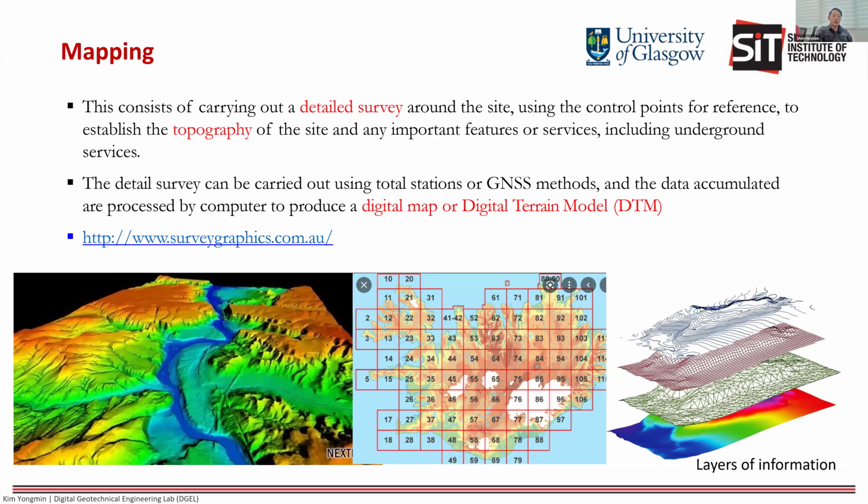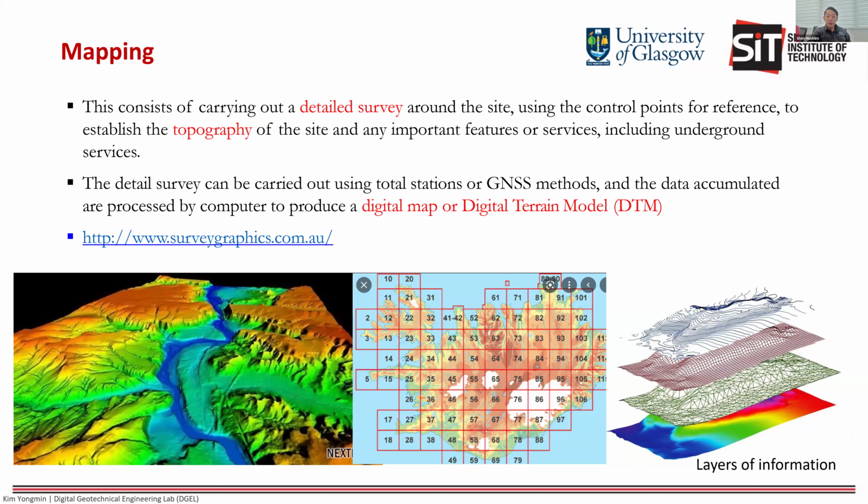Well, the next stage is mapping. So we use mapping to carry out a detailed survey around the site, using the control points for reference and establishing a topography of the site. So this will include different features that you see, such as the hills, the rivers, like in the picture on the left. And this detailed survey is typically carried out using total stations or GNSS methods. And you need to do it digitally to get a map that you see on the right, which is a digital terrain model.